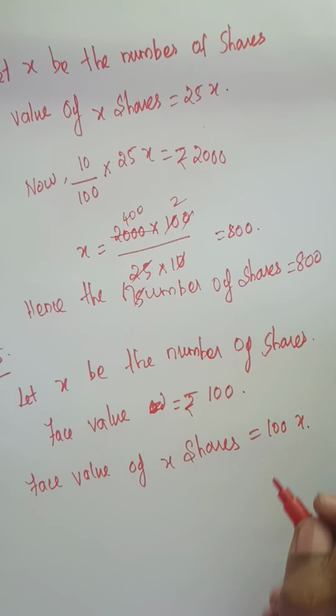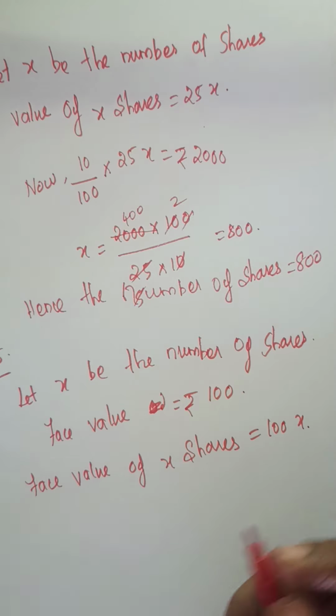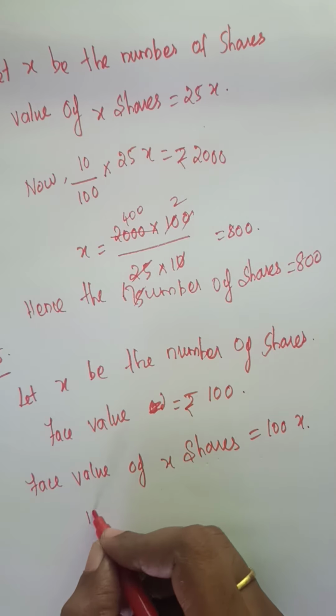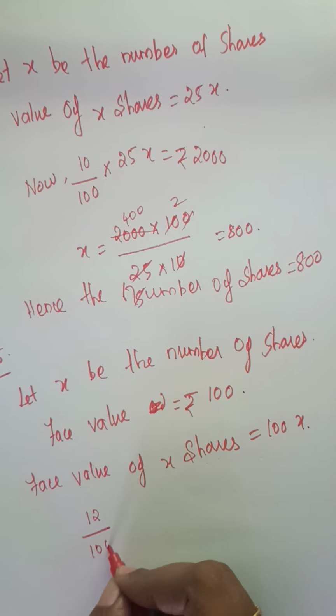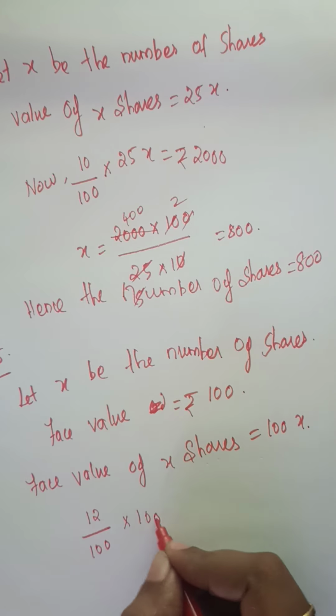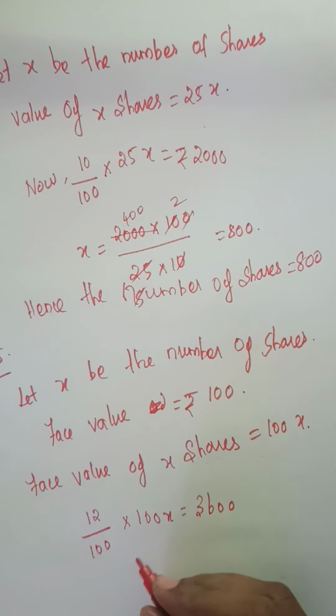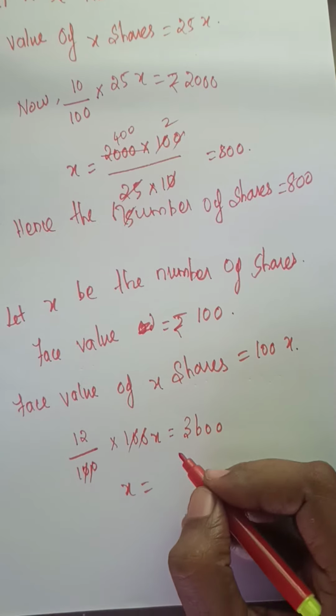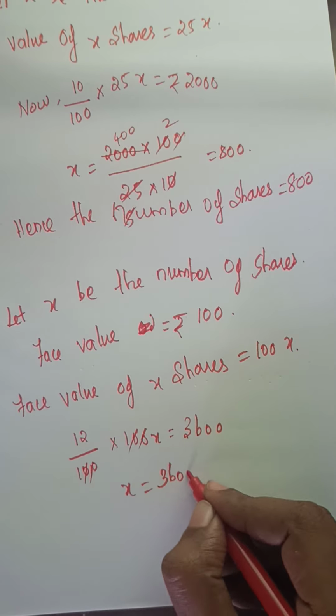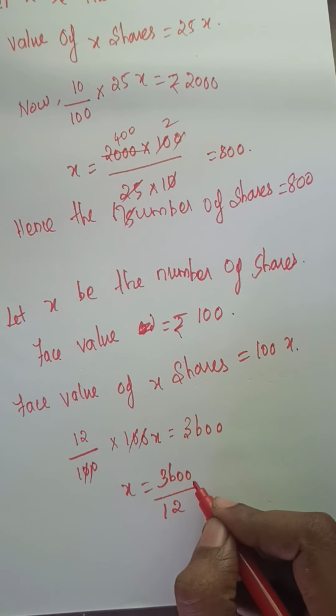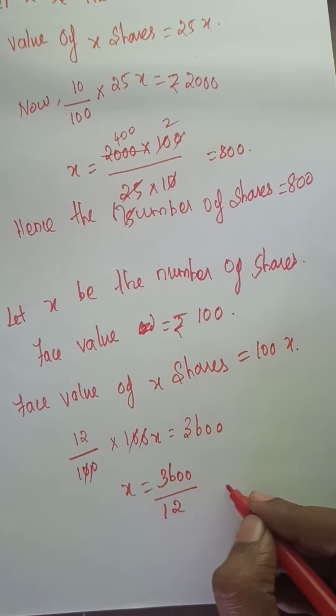Okay. So from that, it's given 12% stock of face value 100. His annual income is how much? 3,600. According to that statement, 12% means 12 by 100 into 100x is equal to 3,600. Okay. So what will happen? This will get cancelled. Bring this 12 here. So x is equal to 3,600 divided by 12. If we simplify, how much will we get?